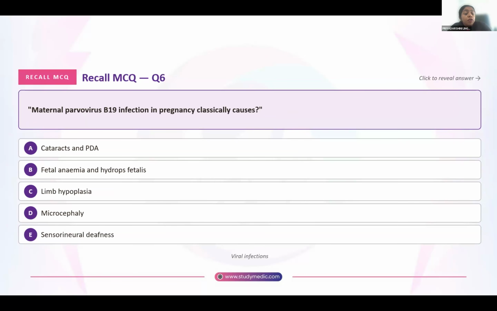Coming to maternal parvovirus B19 infection. Now, what can this cause? Is it associated with cataract and PDA? No. Cataract and PDA are seen with rubella. Fetal anemia and hydrops, yes. Parvovirus B19 is associated with fetal anemia. It is the most common cause of fetal anemia in the UK.